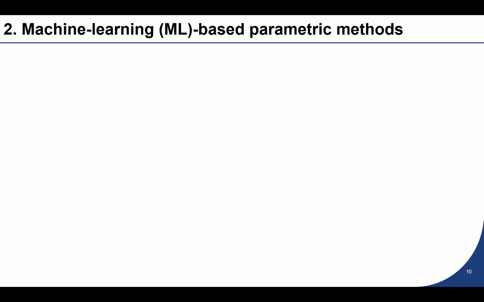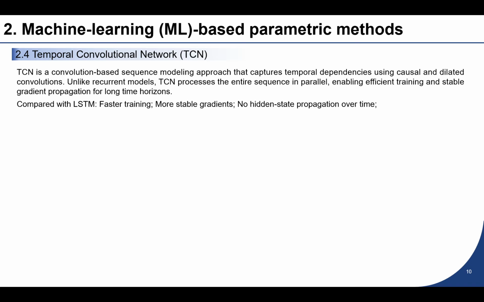In this section, we introduce a temporal convolutional network. Temporal convolutional network (TCN) is a convolution-based sequence modeling method designed to capture temporal dependencies using causal and dilated convolutions. Unlike recurrent models such as LSTM, TCN processes an entire input sequence in parallel, which significantly improves training efficiency and leads to more stable gradient propagation over long time horizons.